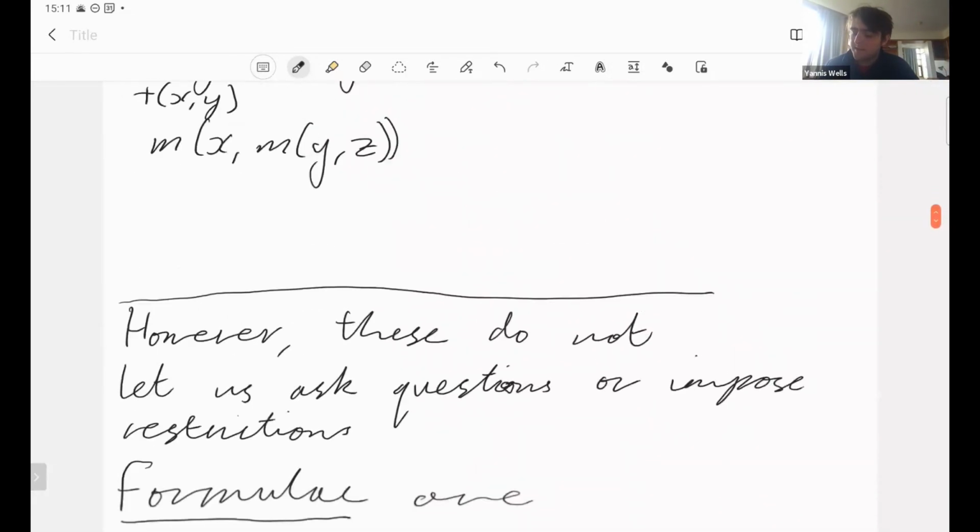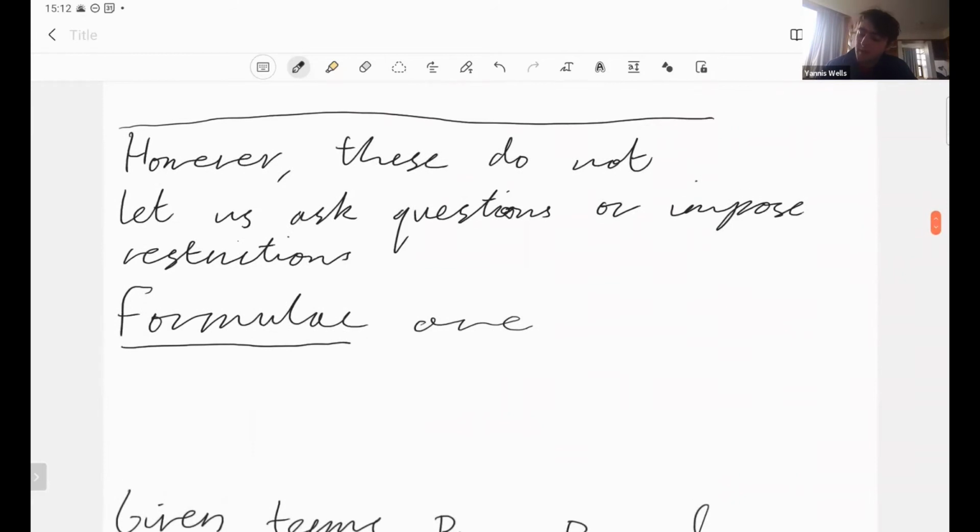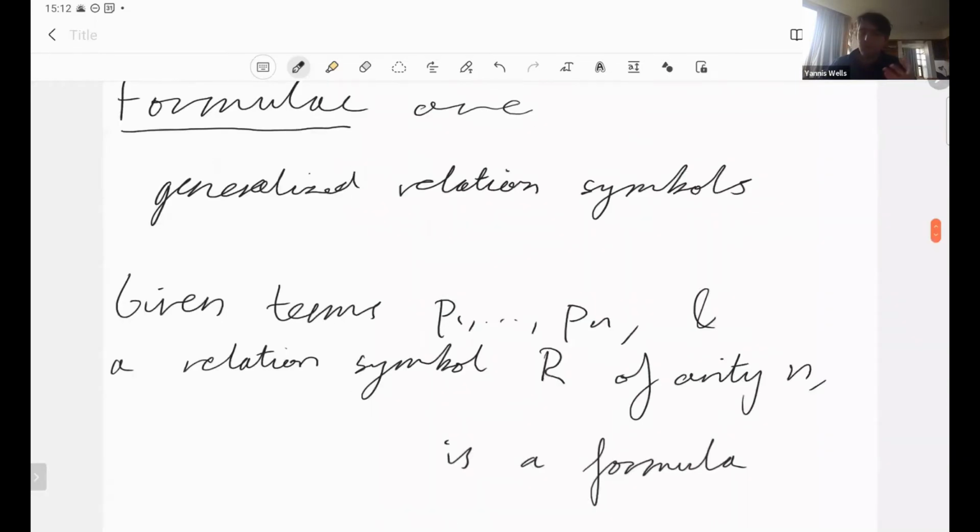But these don't actually let us ask questions or impose restrictions, because they're essentially just a function. There's nothing that tells us this function must equal anything. So formulae are essentially generalized relation symbols. To start off with, given some terms, P1 to Pn, and a relation symbol R of arity n, R of P1 to Pn is a formula. And that's a simple way.